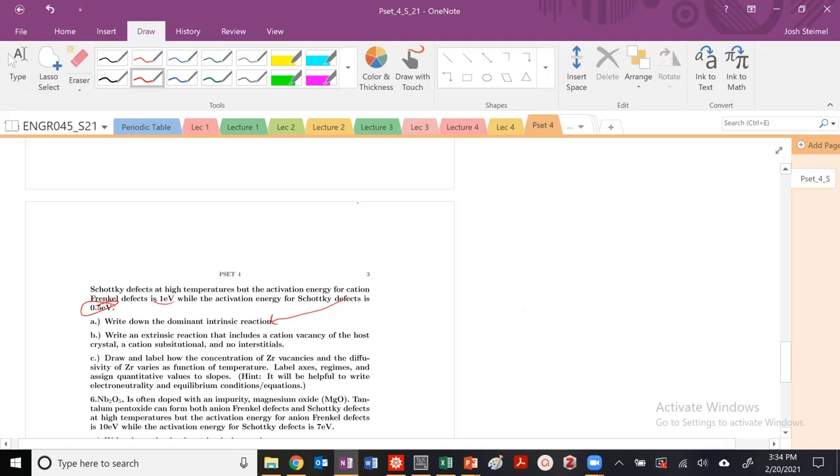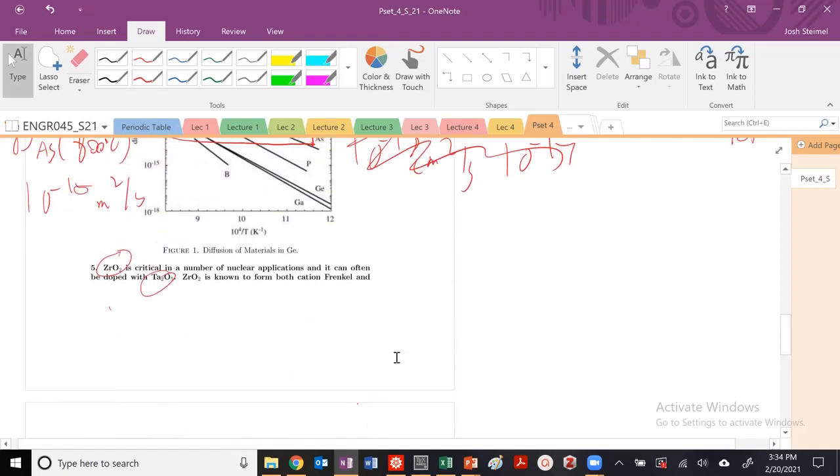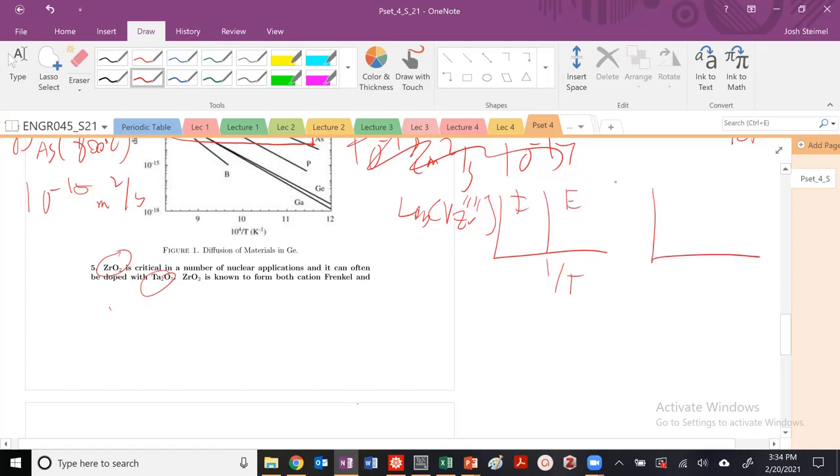And then we also need the concentration of Zr vacancies and the diffusivity of Zr. So we are looking for a plot like this: log concentration of V_Zr'''' over 1 over T, with the intrinsic and extrinsic sides. Same thing here: natural log of the diffusivity of Zr versus 1 over T, intrinsic and extrinsic.